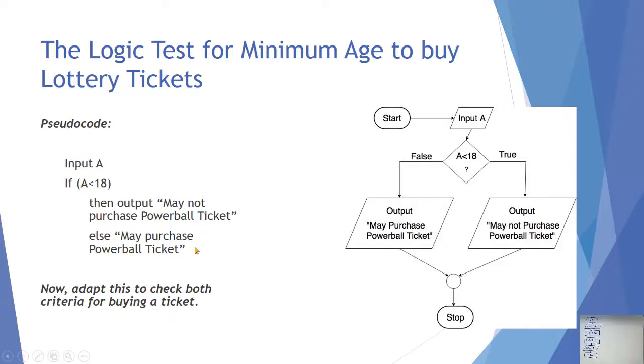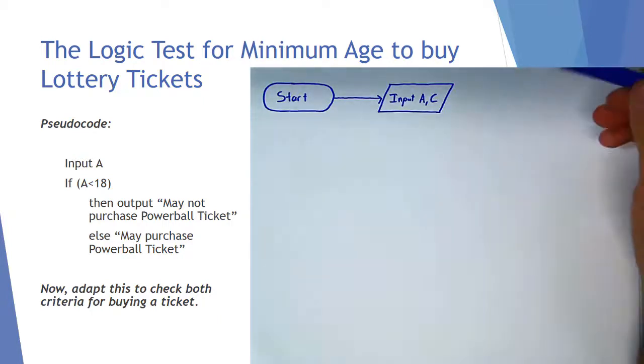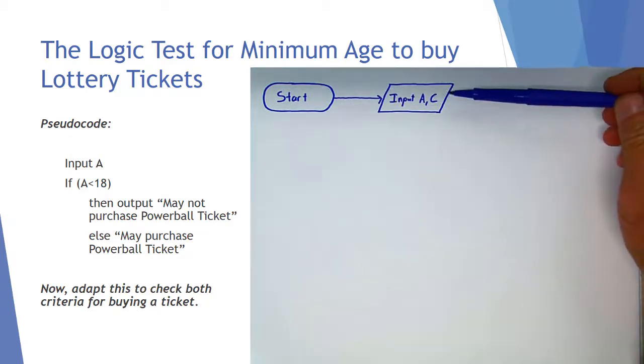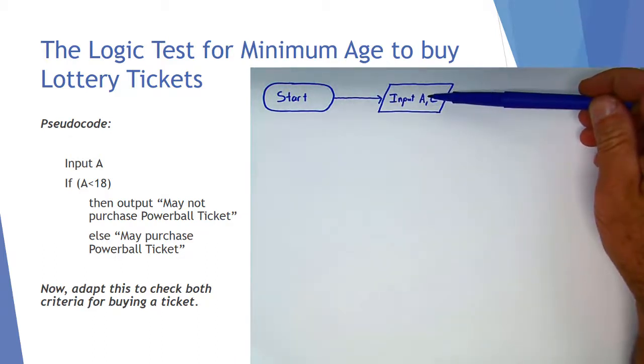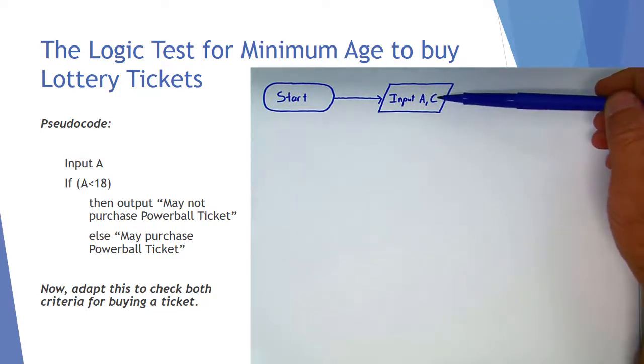Now, let's adapt this chart slightly so that it takes into account both criteria for buying a ticket and not just one. So the first thing we'll need to do differently is we're going to have two inputs. Input A, that is to say, how old are you? What is your age? And also we're going to have an input C, how much cash do you have?